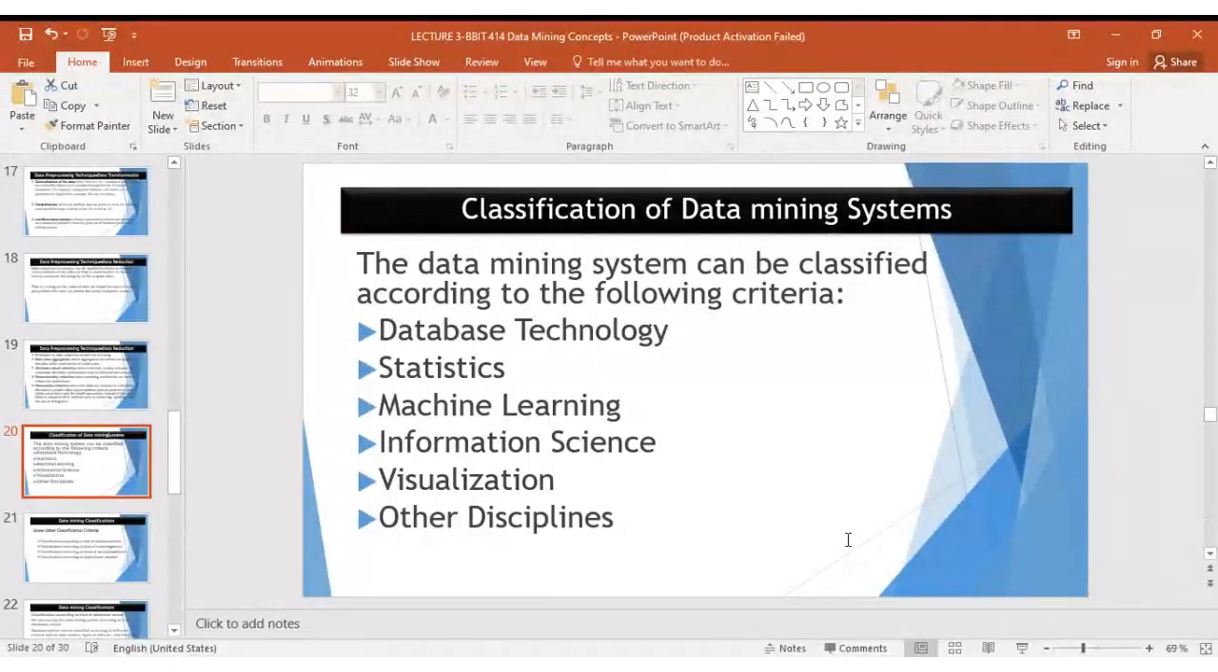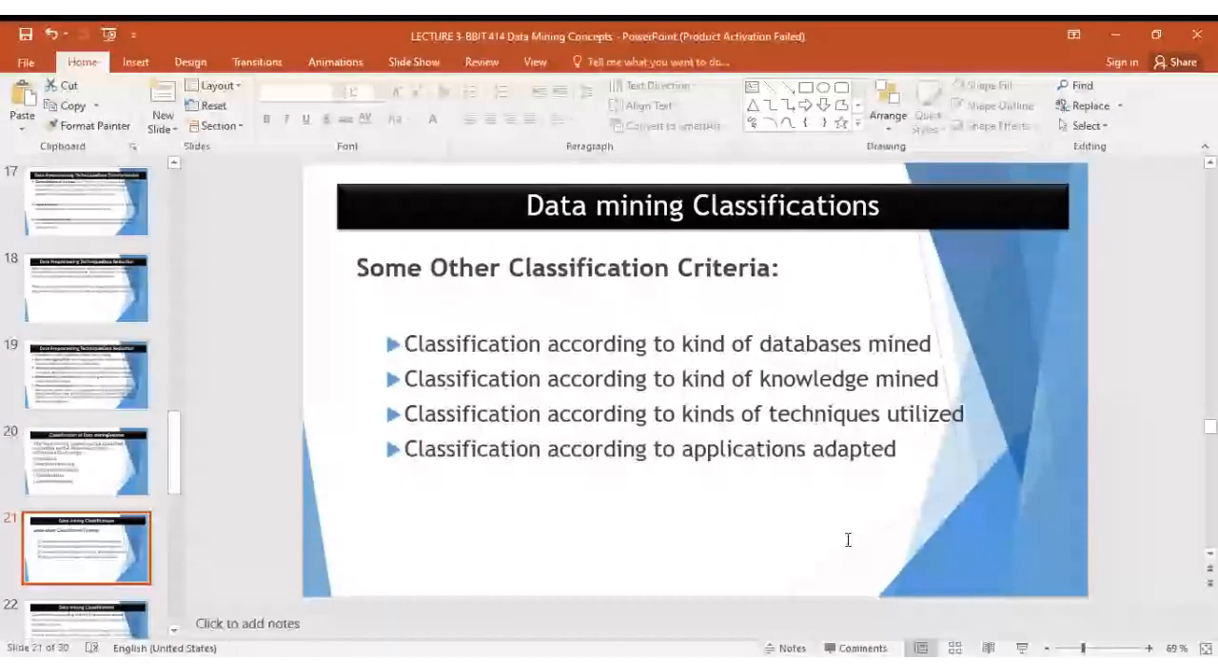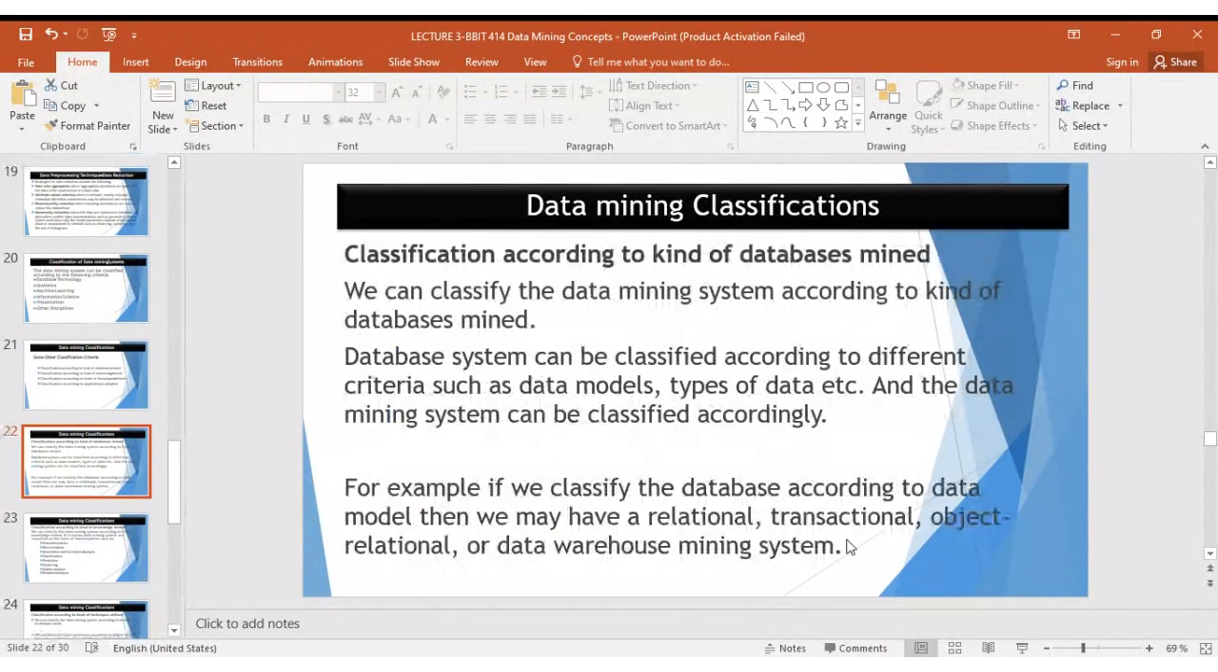You can also classify data mining engines based on machine learning, yeah? So if there is an element of artificial intelligence in the data mining engine that you're using, then those data mining engines can be classified in one particular classification.